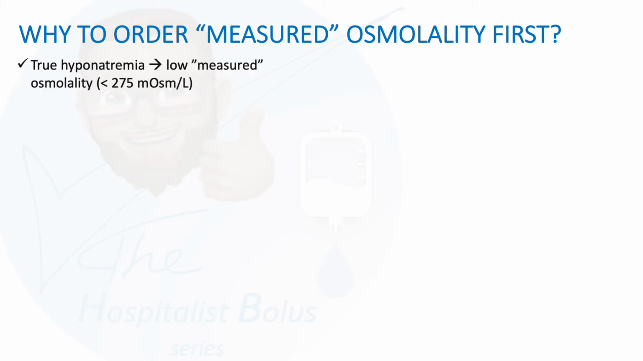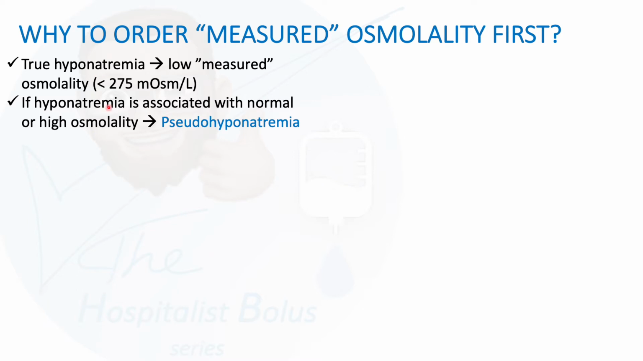So basically, true hyponatremia, if you can imagine, is supposed to be associated with a low measured osmolality, right? Because sodium is the main cation in the extracellular fluid. So if a patient is having hyponatremia, the measured osmolality should also be low. If there is any discrepancy between the two, where the patient has hyponatremia but the measured osmolality you tested is not low, it's either normal or even high, this indicates that there is other pathology happening.